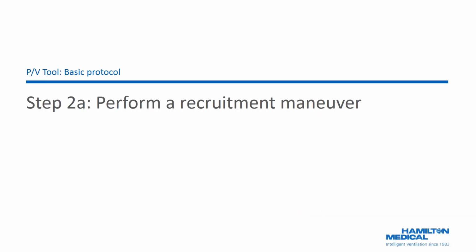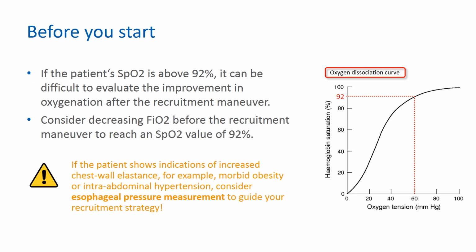After confirming patient has high lung recruitment potential, it is time to perform an alveolar recruitment maneuver. Before you start, evaluate the patient's oxygenation status. If the patient's SpO2 is above 92%, it can be difficult to evaluate the improvement in oxygenation after the recruitment maneuver. Consider decreasing FiO2 before the recruitment maneuver to reach an SpO2 value of 92%.